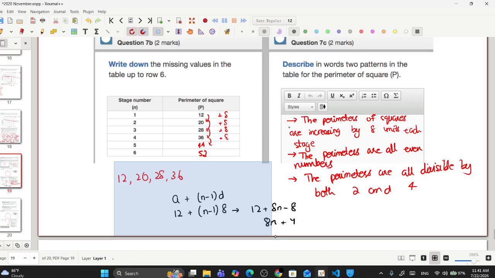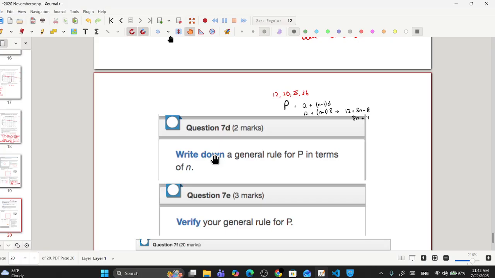Alright. And if we want to verify it, we get separate marks for verification as well. That's the good part about IB, I guess. Yeah.